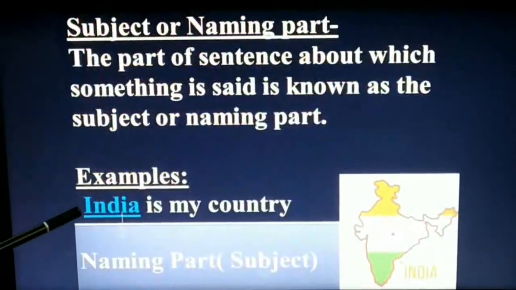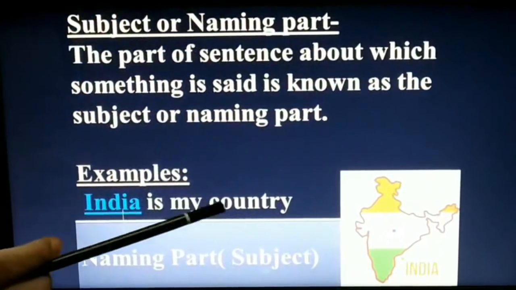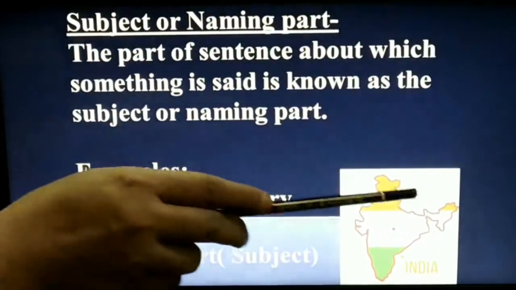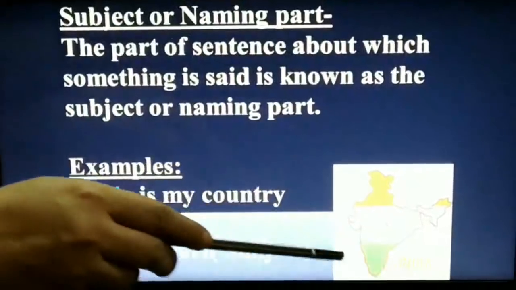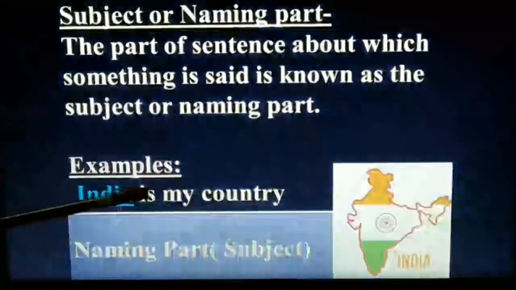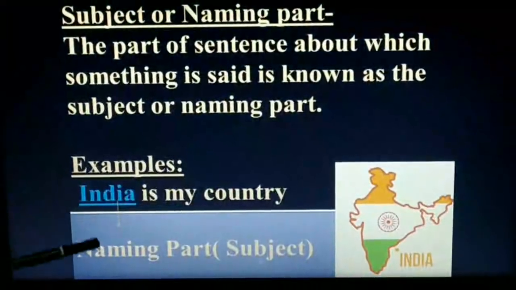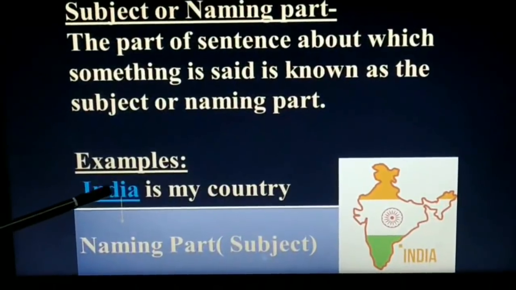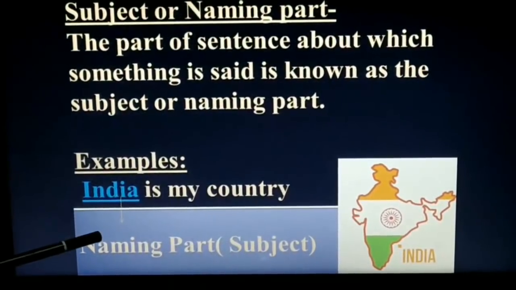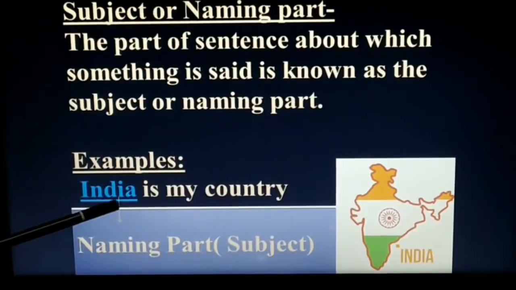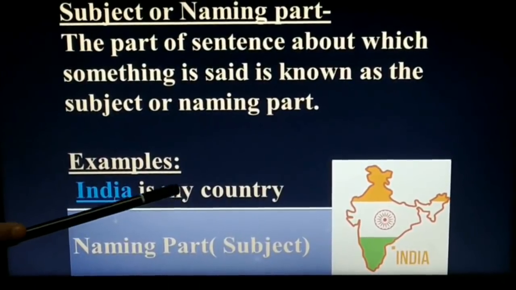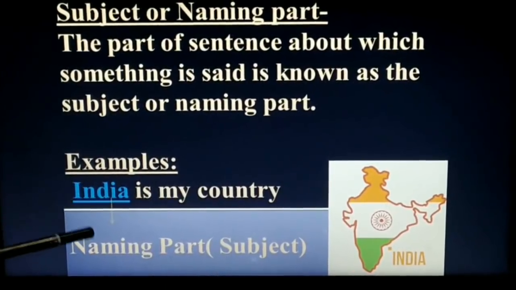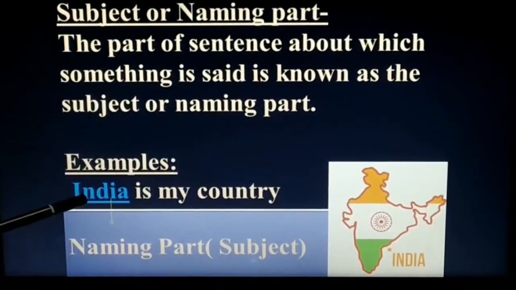Yes. India is my country. Can you see the picture of India here? Can you see the arrow? So, in this sentence, India is my country, India is a naming part.